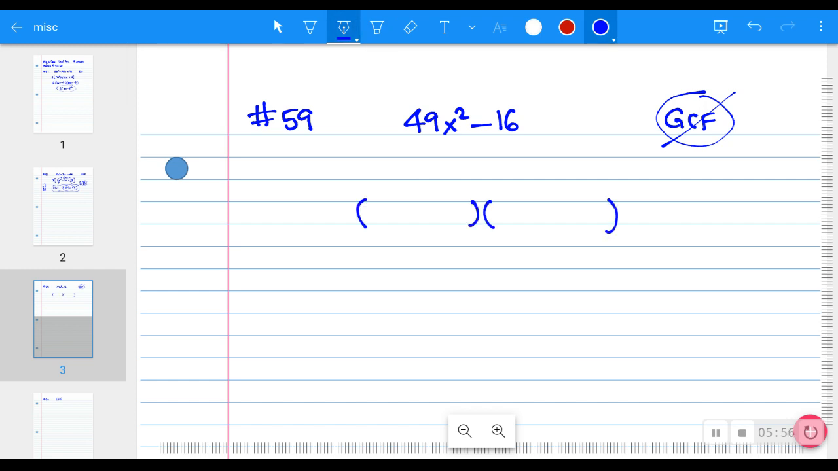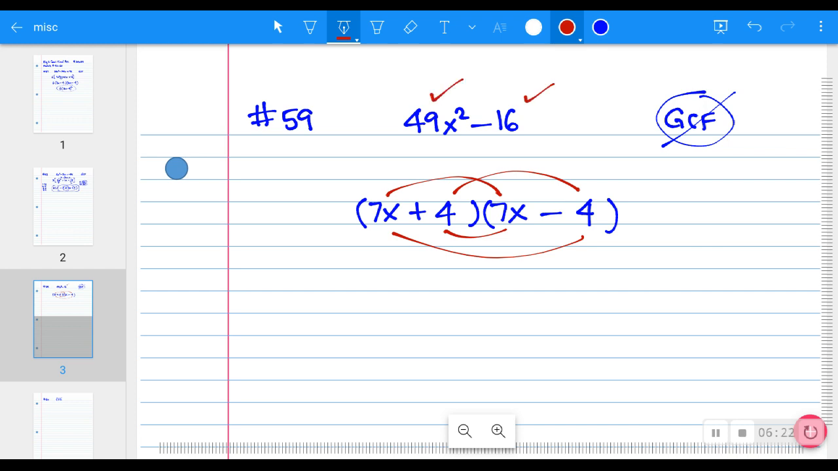You have to use opposite signs. And you put the square roots, in this case 7x and 7x, and 4 and 4. And that should do it for us. The only thing I'm going to do here before I move on is check it. 49x squared. We get a 28x there and a minus 28x there, which would cancel. And a positive 4 times a negative 4 gives negative 16. So everything checks on this problem.